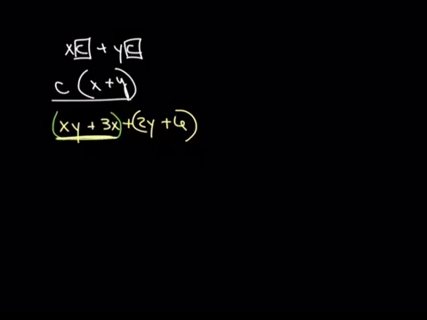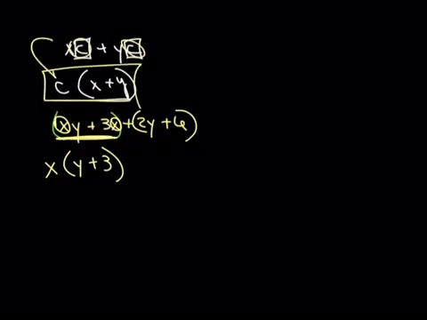So now I'm going to look at what's common in that first group. I have an X there and an X there, so I'm pulling it out and writing what's left, just like I did up here. There's a C and a C, so I just pulled it out and I wrote what's left. All right, over here, what did I say I had that's common? A 2. What do I have left? A Y and a 3.